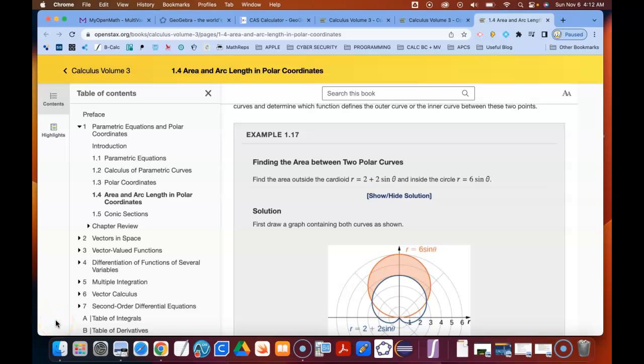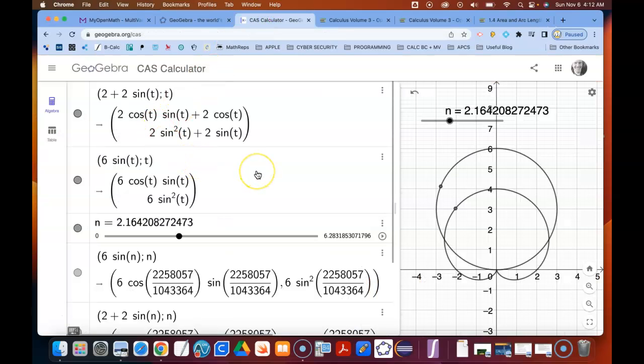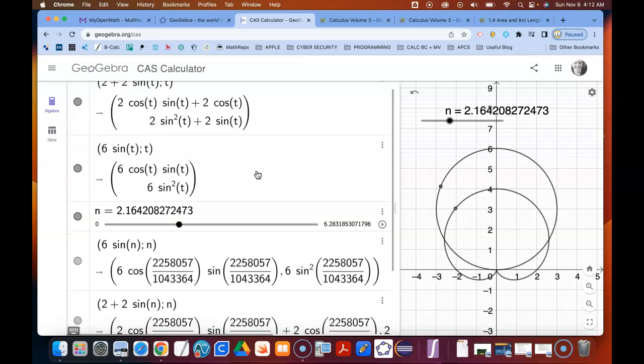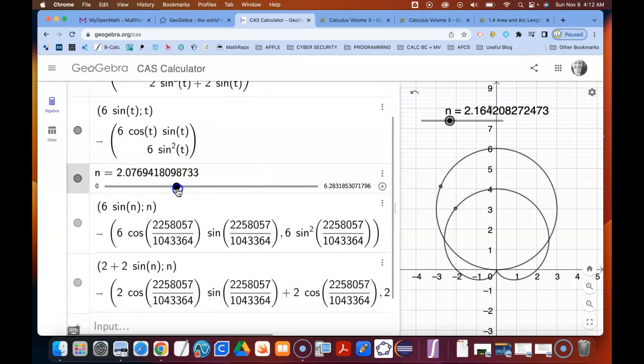All right, kids. Let's work through example 1.17, finding the area between two polar curves using the GeoGebra CAS. So I've already put a lot of stuff in. I've graphed the two functions that they gave us, and created my slider so we can see how the points are moving and what's happening.